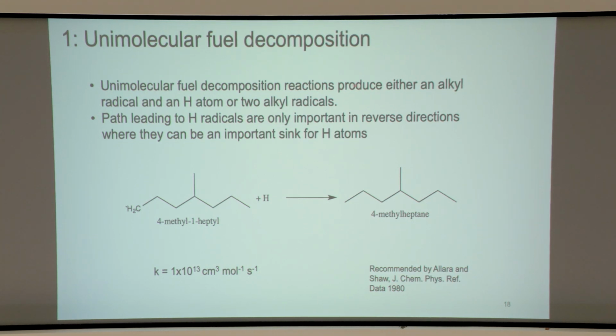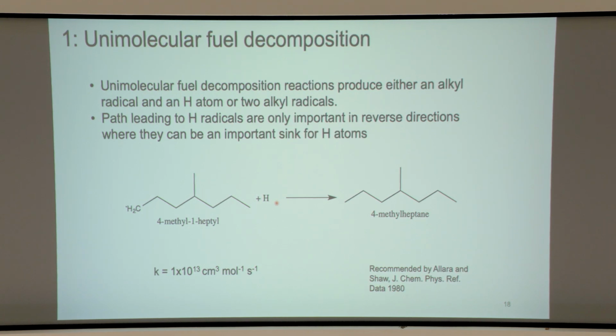And it's a decomposition reaction which produces either an alkyl radical and an H atom or 2 alkyl radicals. And the path leading to H radicals is only important in the reverse direction because it can be a recombination. This can also be a termination reaction, right? So the reverse of the unimolecular decomposition is a termination. So we always write that.